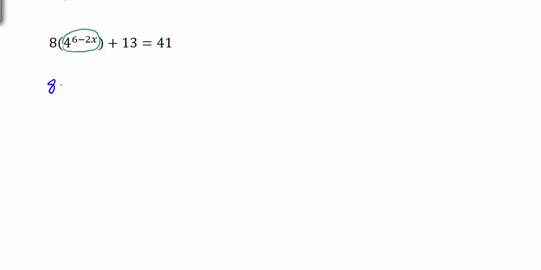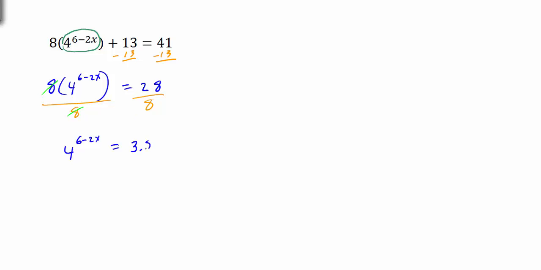So we would have 8 times 4 raised to the 6 minus 2x. And to get rid of the 13, we would just subtract 13 from both sides. And 41 minus 13 would be equal to 28. And then we want to get rid of the 8, so we would just divide, because we're multiplying by 8, we would divide by 8 to cancel those out. And we would have 4 raised to the 6 minus 2x equals 28 divided by 8. You could write this as 7/2, or you could write it as a decimal 3.5.